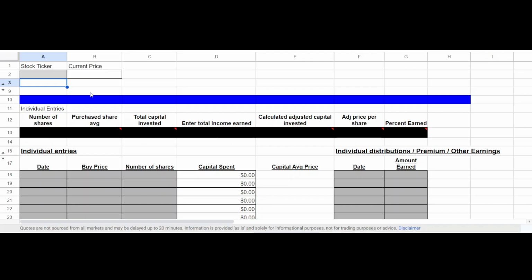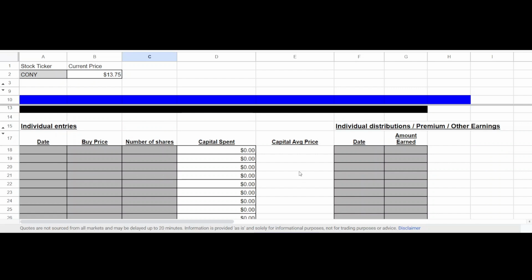So here we are on my chart. We will go ahead and look at CONY for this one. For the stock ticker here, I'm going to enter in CONY and it will calculate that current price as of the time of this video, being $13.75. For CONY, I've only bought it a few times, so it'll be easy just to type it in, and I'll explain as we go what my buy price is and the number of shares, and it will calculate the capital expense. Then we'll be able to enter in our distributions and finally find out what that new calculated share price would be when I add my distributions back into that cost. So as I said, I've got CONY here at $13.75. That's the price at the time of this video.